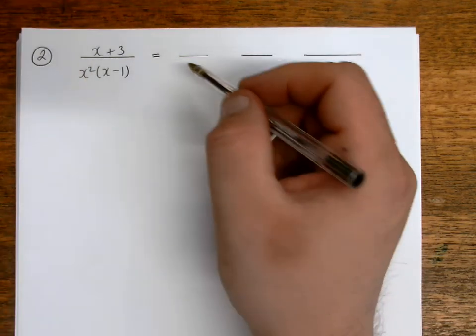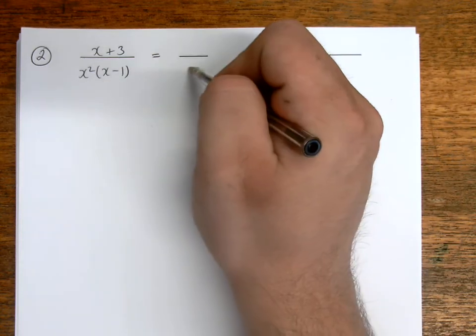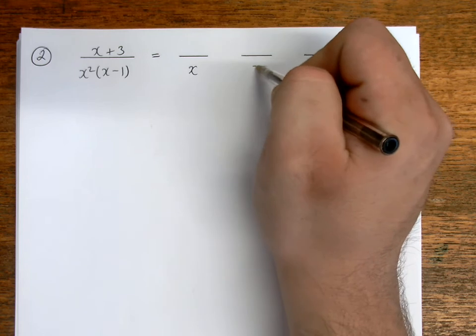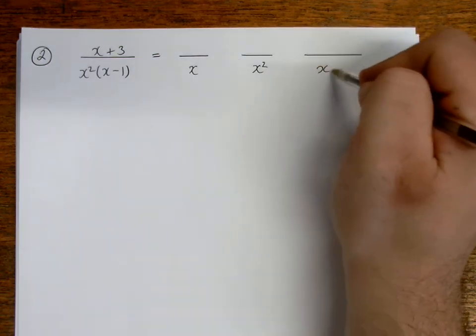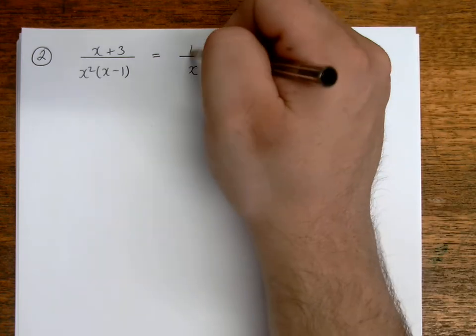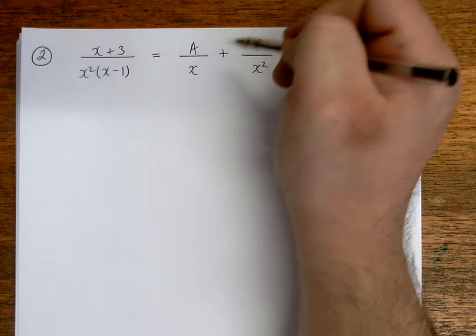And appreciate then with a repeated factor, because it's x squared, on the bottom of the first fraction you're going to have x, but then the second fraction you're going to have x squared, and then you've got the x minus 1 here. So then on top, the unknown values we call a, b, c.